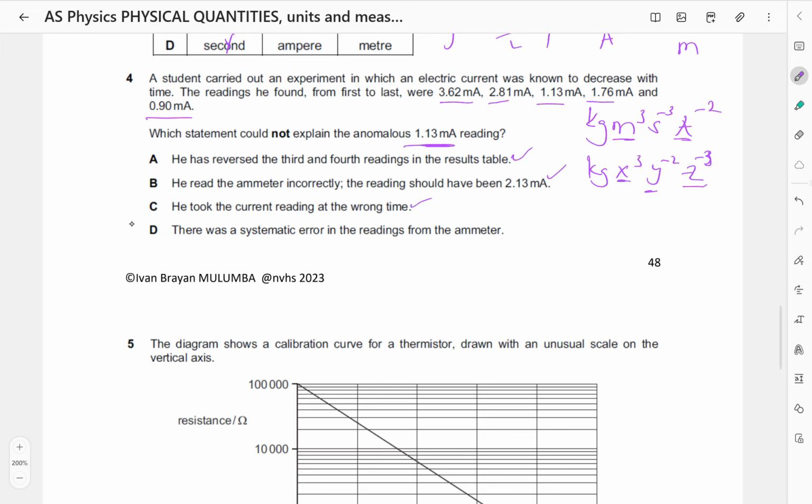There was a systematic error in the readings from the ammeter. This one cannot be explained by these values decreasing. That cannot be explained by a sudden difference in the values that were initially decreasing, because a systematic error affects every value. It does not only affect one value. So this one cannot be explained by this anomalous reading. So that one is out.